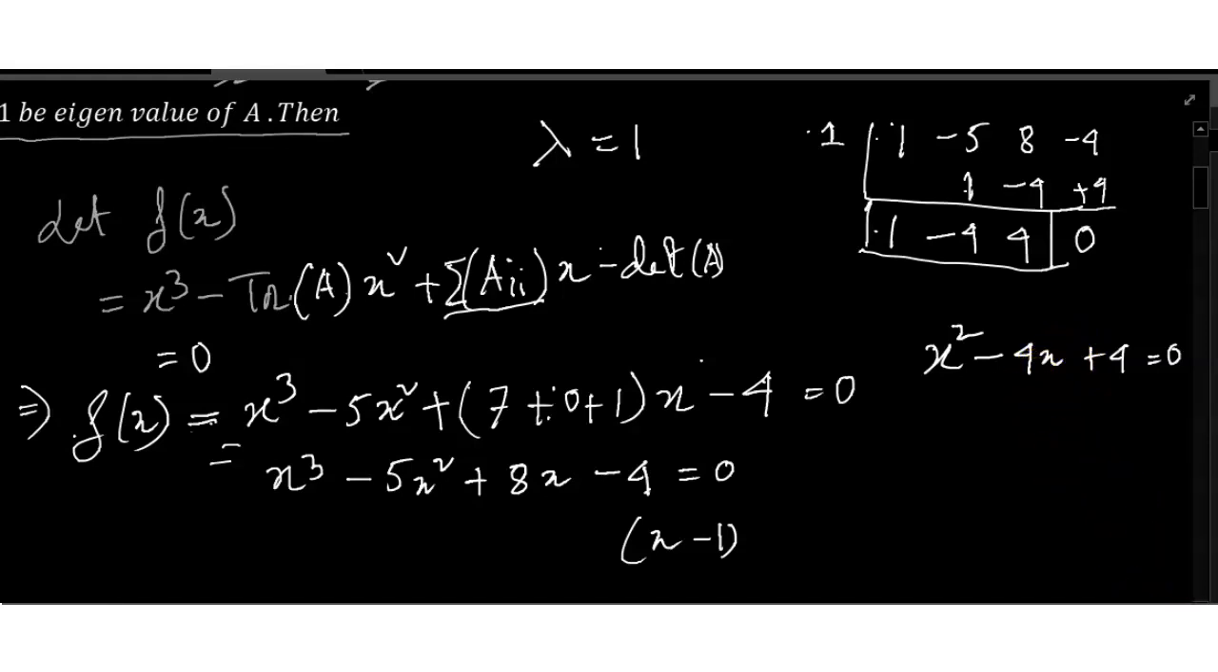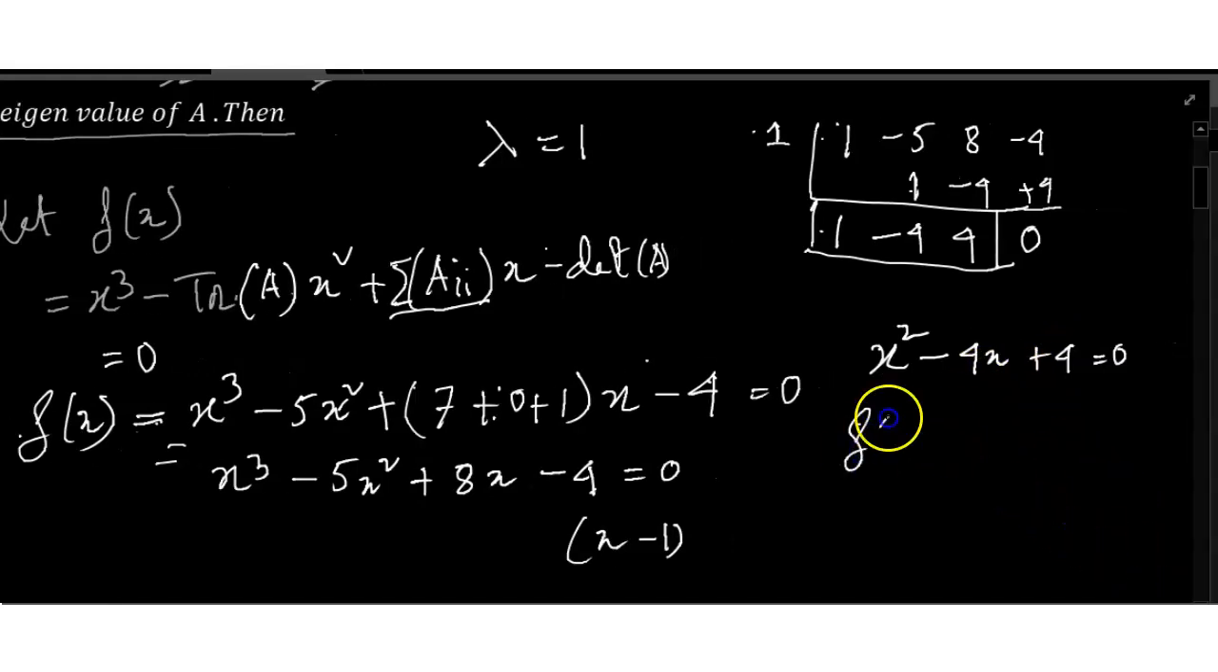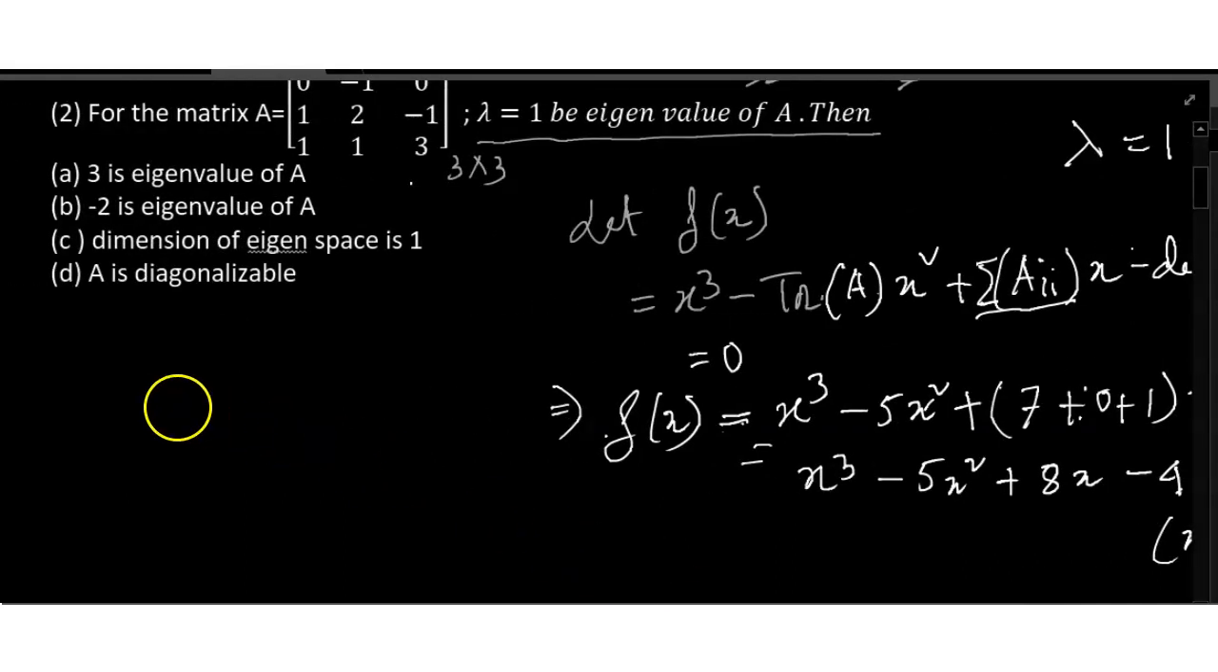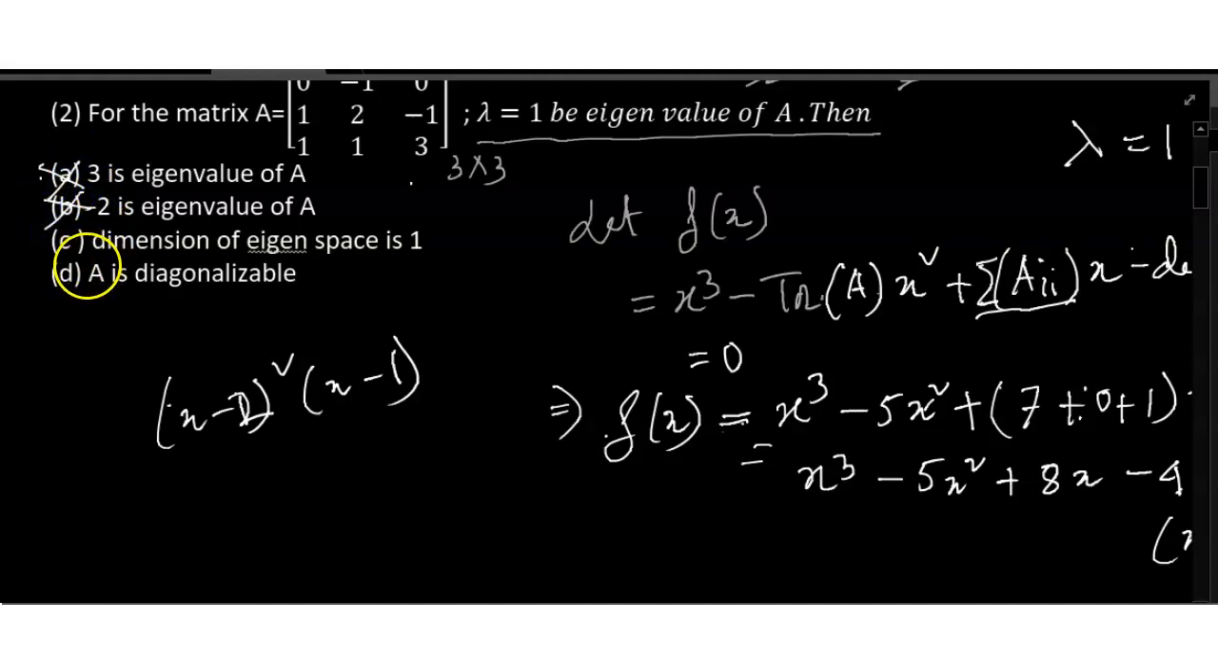And f(x) can be written as x minus 1 into x minus 2 whole square, the characteristic equation. So 2 and 1 are my eigenvalues, so the first option is wrong. 3 is an eigenvalue, minus 2 is an eigenvalue, this is also wrong. A is diagonalizable, this is also wrong.